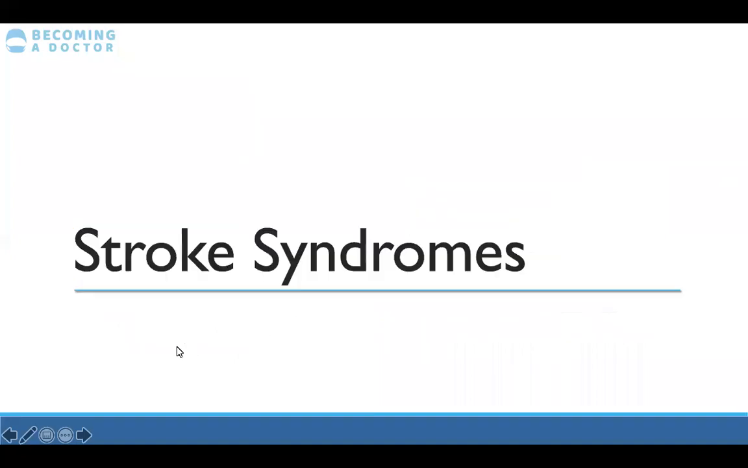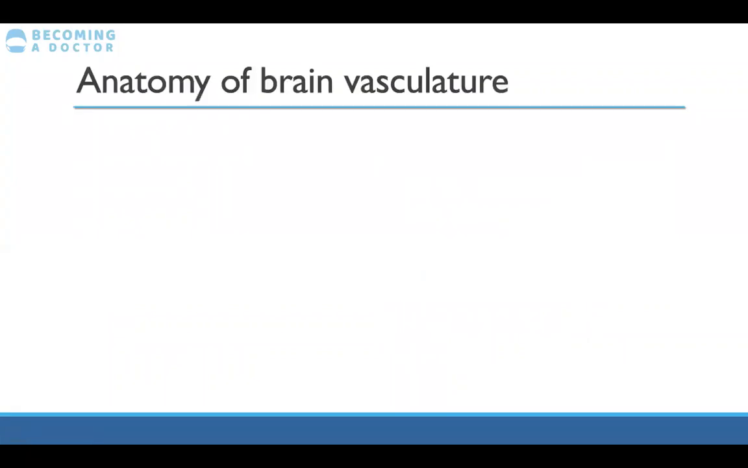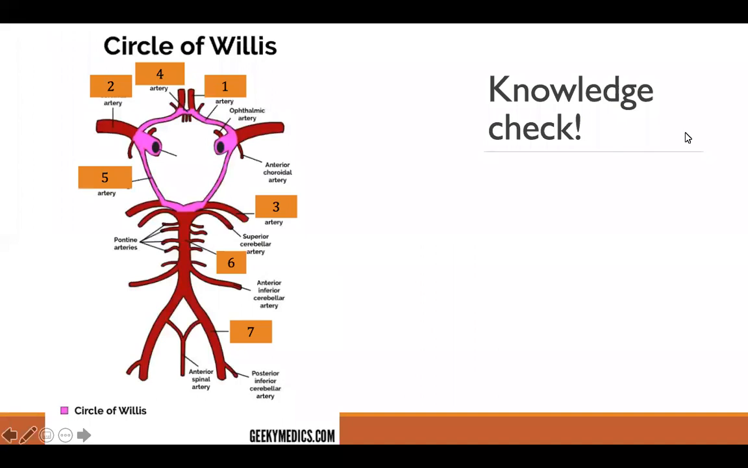Okay, and finally, onto stroke syndromes. To understand the stroke symptoms, you need to understand the anatomy of the brain vasculature. So let's do a quick knowledge check. I'll ask everyone to please write down the names of 1, 2, and 3. You need to write down what artery it is.